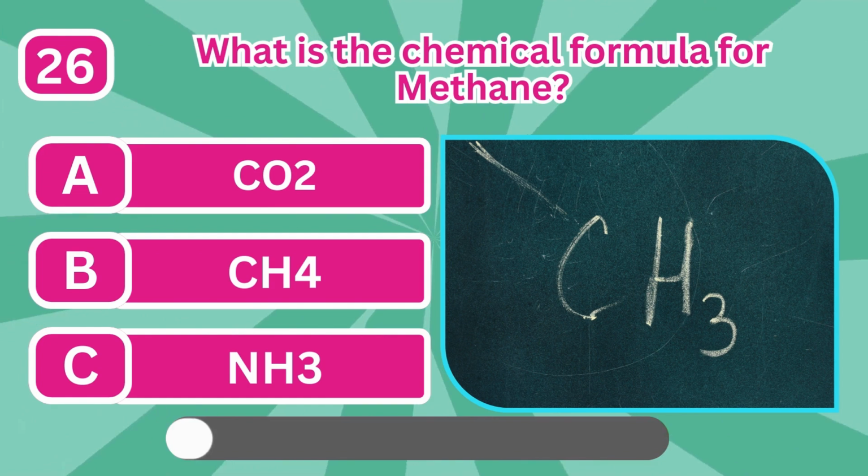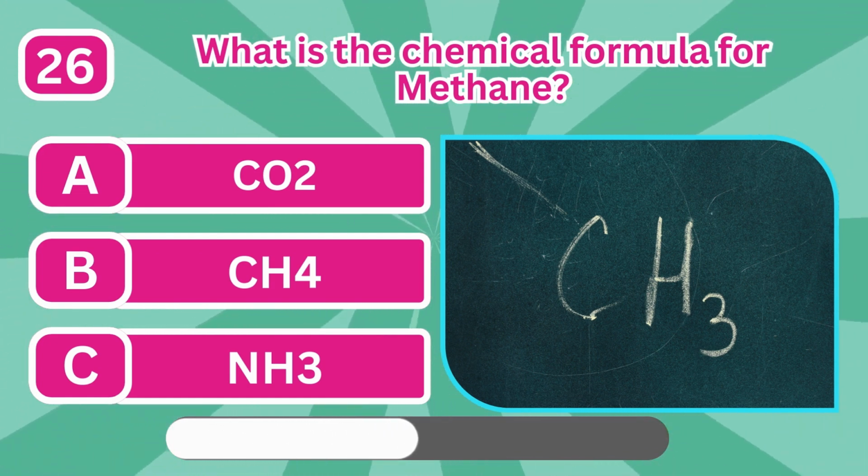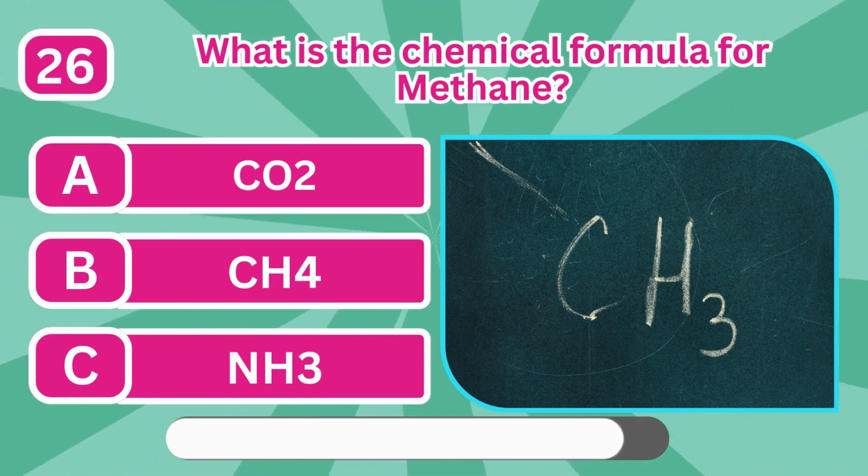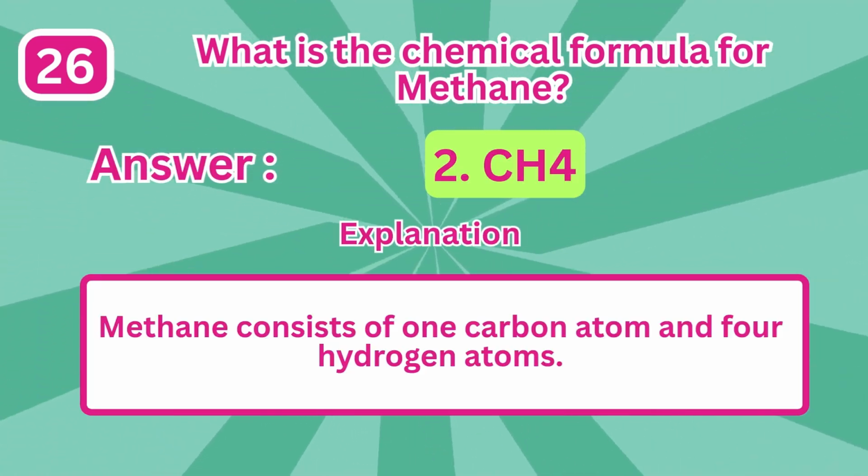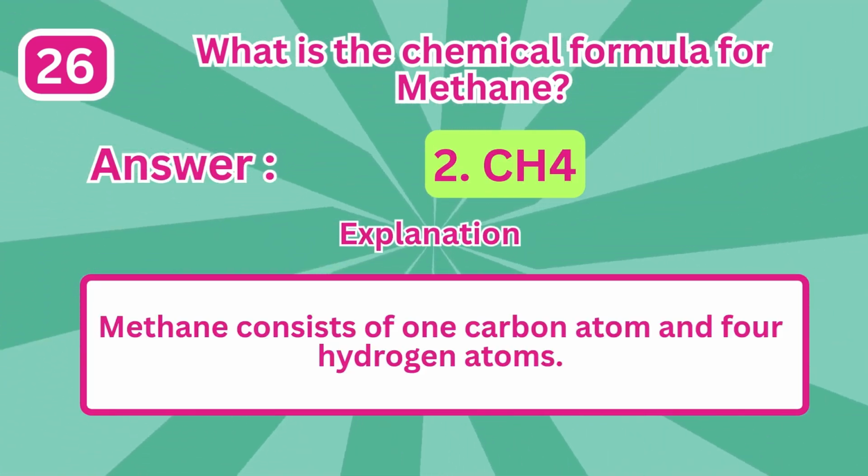What is the chemical formula for methane? Two. CH4. Methane consists of 1 carbon atom and 4 hydrogen atoms.